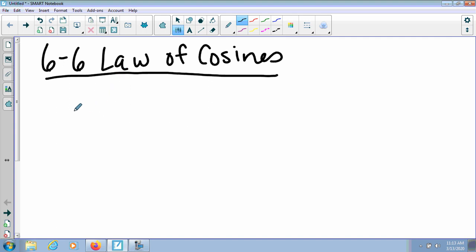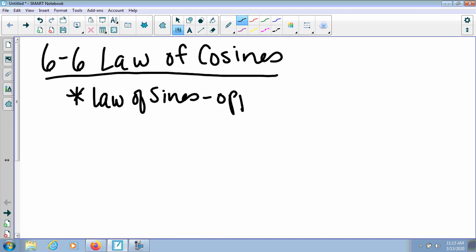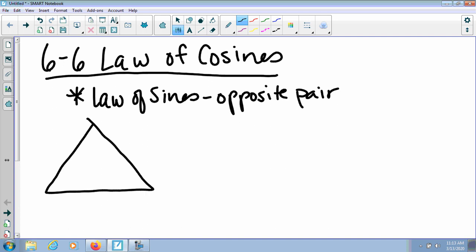So for the law of sines, we had to have an opposite pair, so we can just remember that. For law of sines, we had an opposite pair, and we knew both a side and an angle. But for law of cosines, we will not know an opposite pair. So we'll have to use something different than when we just use law of sines. So we'll draw our basic triangle again, label all of our angles and our sides, and I'll show you the equation for law of cosines.